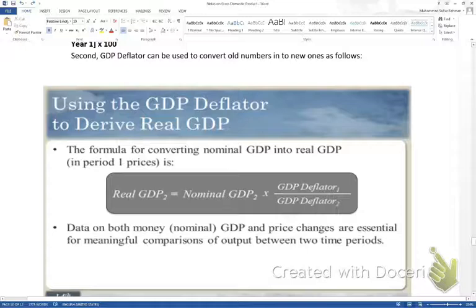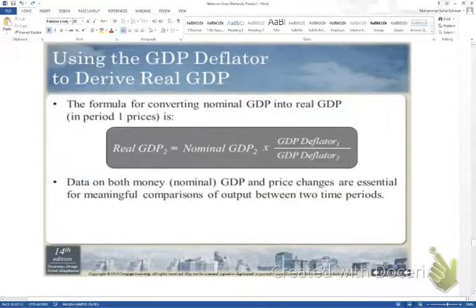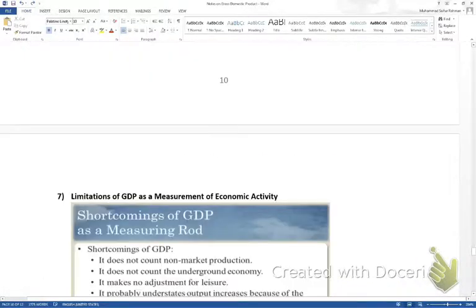You only have information about the nominal GDP of year 2. You also have information about the GDP deflators in these 2 years. So you take the ratio of the GDP deflator of year 1 and year 2, and with that you multiply the nominal GDP of year 2, and that will give you the real GDP of year 2. So that's actually quite a useful way of calculating real GDP. Sometimes real GDP is important to calculate.